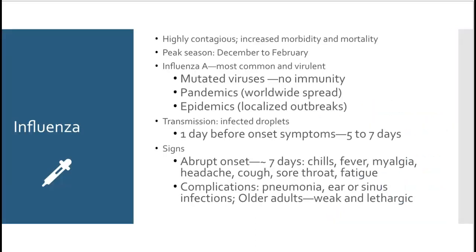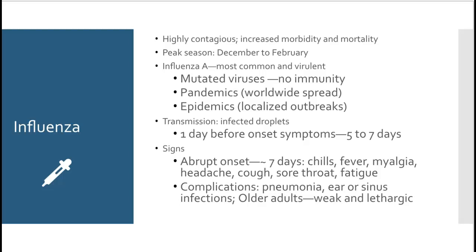So influenza. You all know that the flu is highly contagious. There is an increased morbidity and mortality with it. Peak season is December to February. Influenza A is the most common and virulent. There are lots of mutated viruses. Pandemics is when we have it worldwide. Epidemics is localized. Transmission is 1 day before onset of symptoms, up to 5 to 7 days.